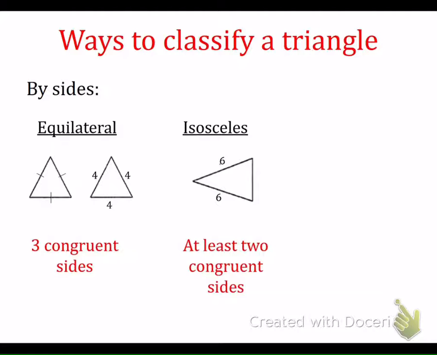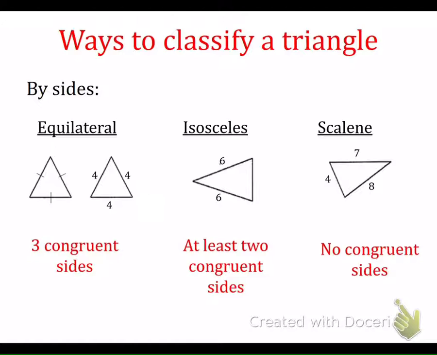The next one, you are right, is isosceles. Isosceles means at least two congruent sides. So if two of them are congruent, it's isosceles. If they're all different, it's called scalene. So you can add that information. None of them match. Scalene.